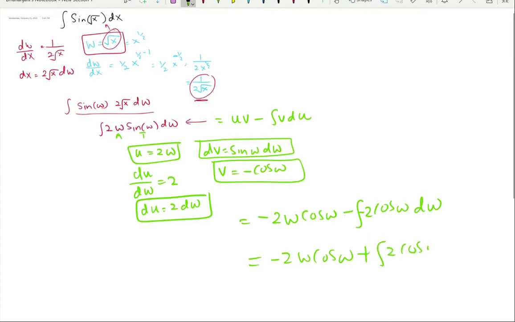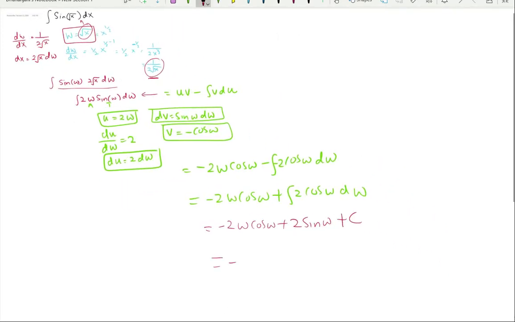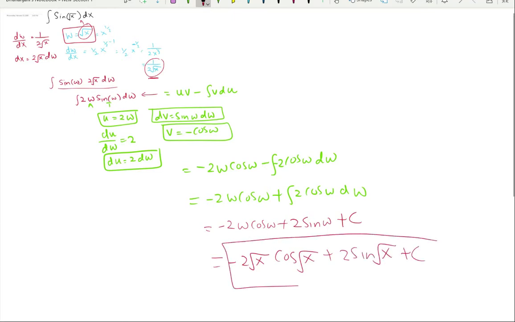Here negative times negative is positive 2. We have to integrate 2 cosine w. Now can we integrate 2 cosine w very easily? Absolutely yes. So this is negative 2w cosine w. If you integrate cosine w you get sine w, so 2 sine w plus arbitrary constant c. Now let's replace what is w. Well, w is square root x, so negative 2 square root x cosine square root x plus 2 sine square root x plus c. Okay, so this is the answer.